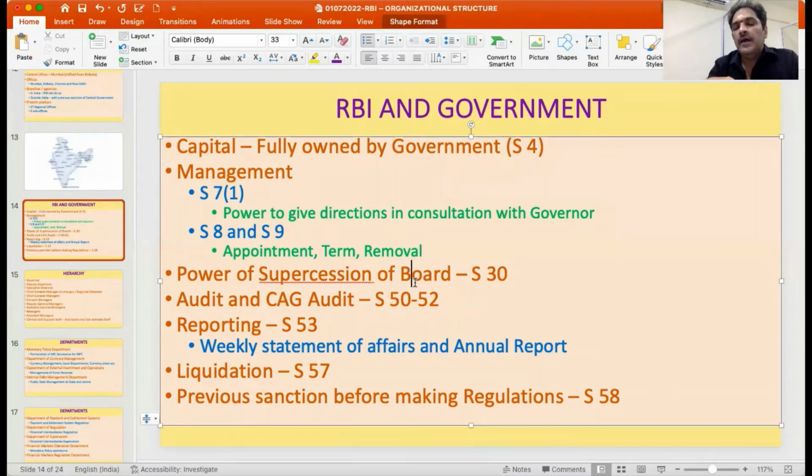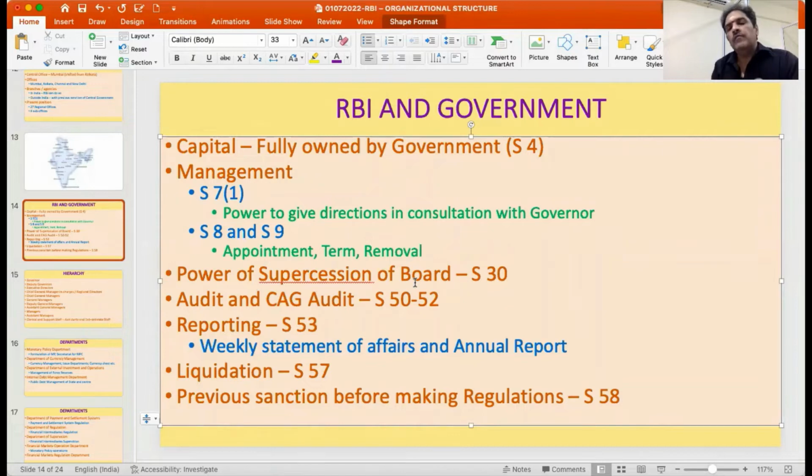Then, if the government feels so, under section 57, the central government by an order can liquidate the Reserve Bank of India also. So it is not that Reserve Bank can be eternally there. If someone doesn't want Reserve Bank to be in existence, central government can simply issue an order liquidating the Reserve Bank of India. Then any regulation that is made by RBI has to be with the previous sanction of central government, and also it has to be laid before both houses of parliament.